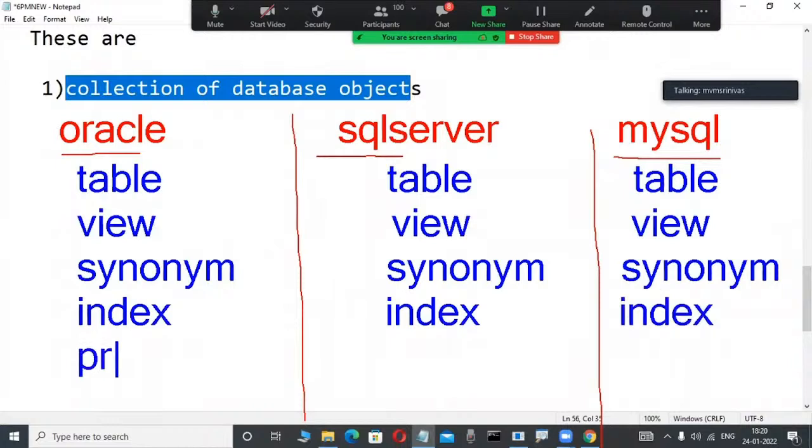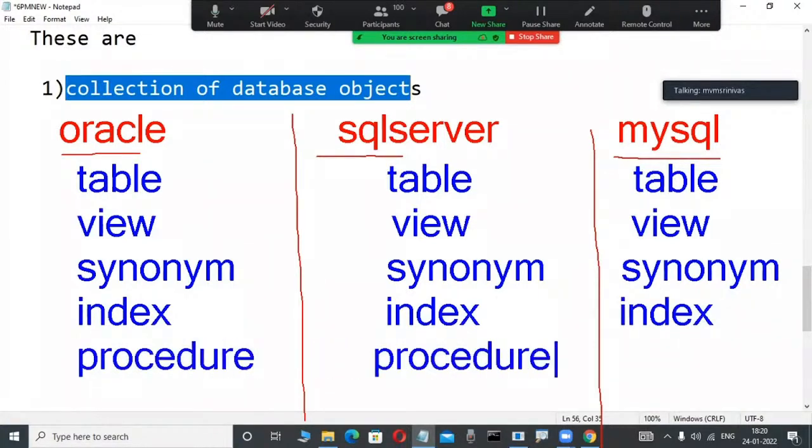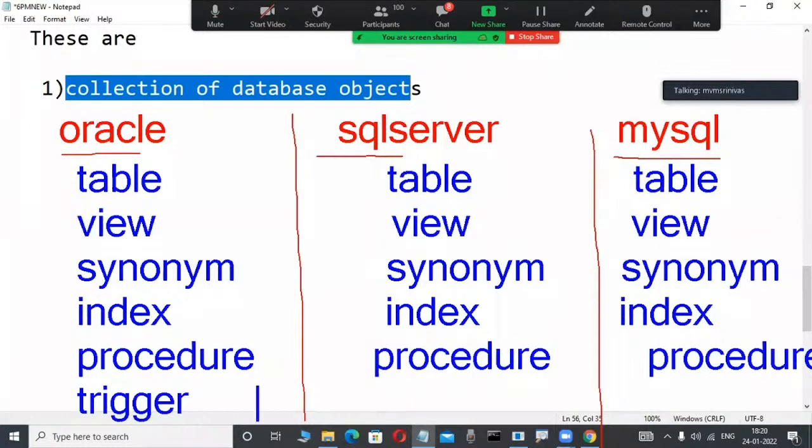Here a procedure is available, and here also, and here also. Here a trigger is there, and that is a database object. Here also a trigger is there. That's why relational data model products contain three components. The first component is a collection of objects. Objects means tables, views, procedures, functions, triggers, packages; so many things are there.